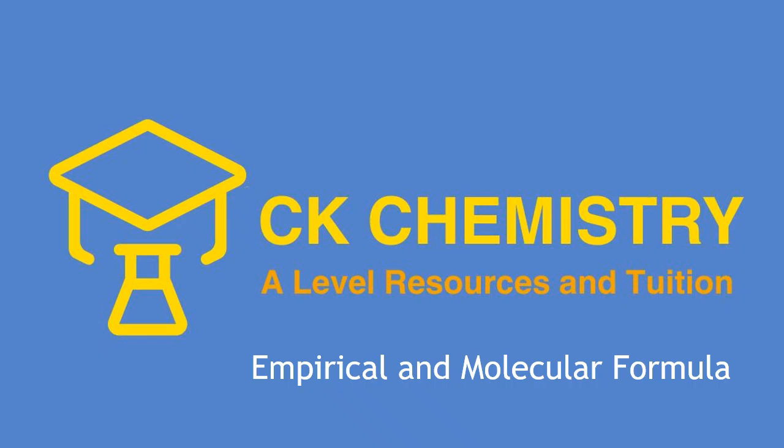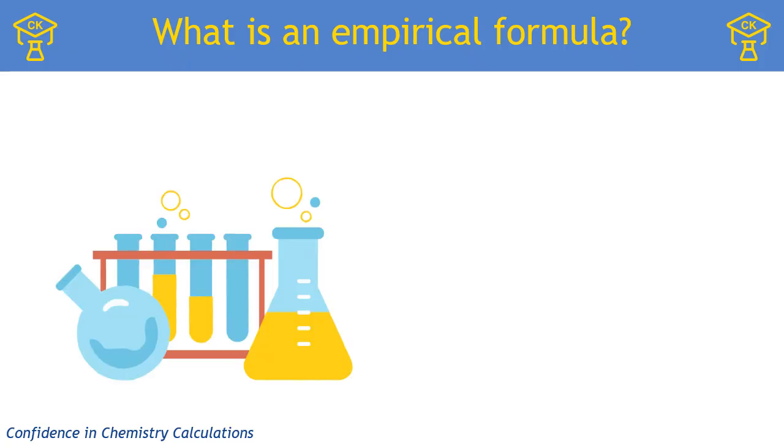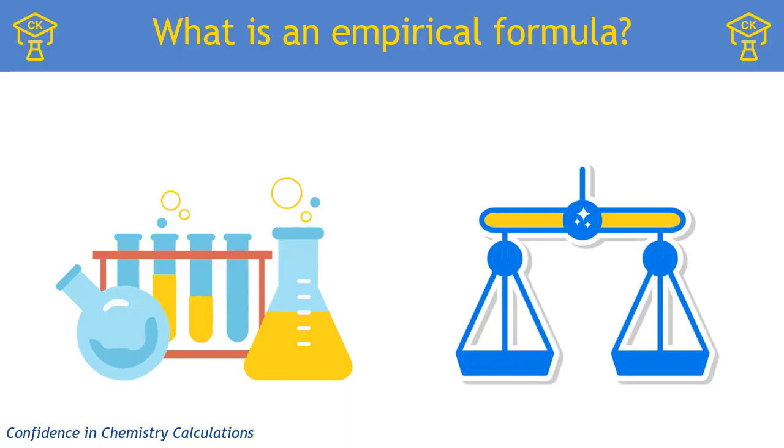In this video, we're going to look at empirical and molecular formulae. So what is an empirical formula? Back in the days, the word empirical actually just means something determined by measurement. So originally, all these chemical formulae were determined by carrying out experiments and then working out the relative amounts of different elements present in a formula, usually by weighing the different masses of different substances that were present.